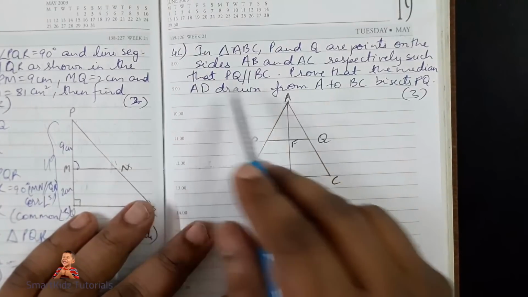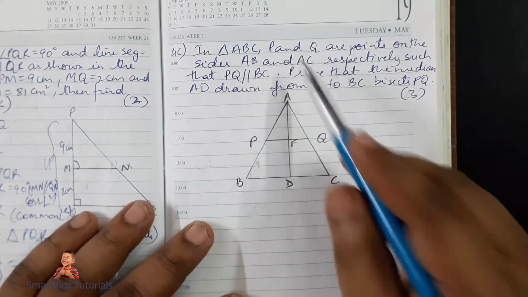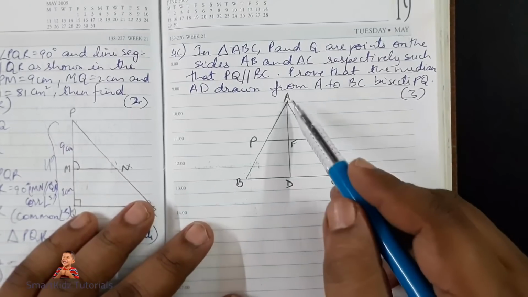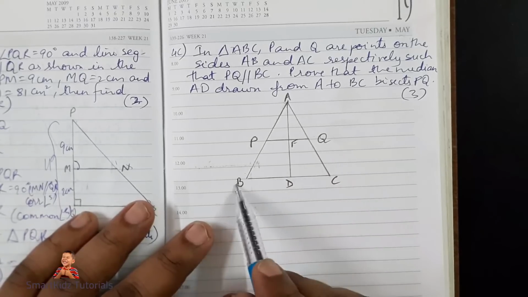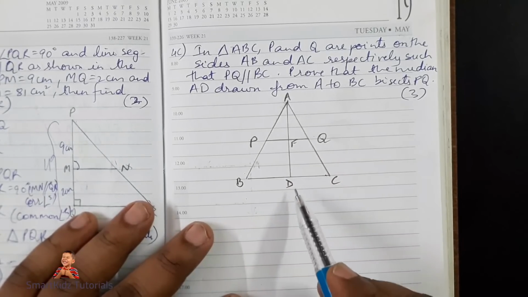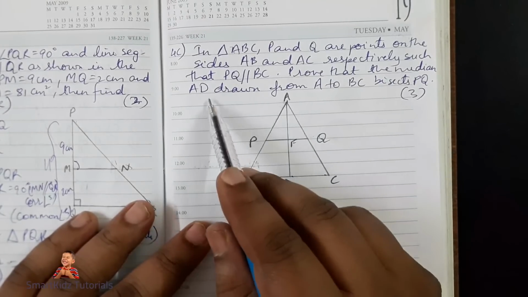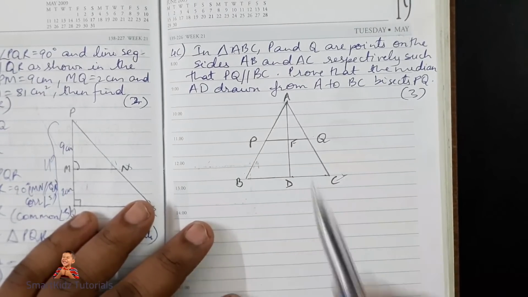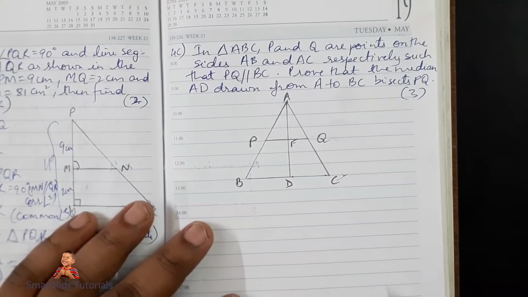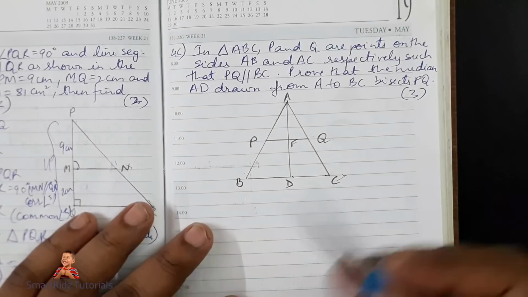Question 4C for 3 marks. In triangle ABC, P and Q are points on the sides of AB and AC respectively, such that PQ is parallel to BC. Prove that the median AD drawn from A to BC bisects PQ. In other words, we need to show that PF is equal to FQ.